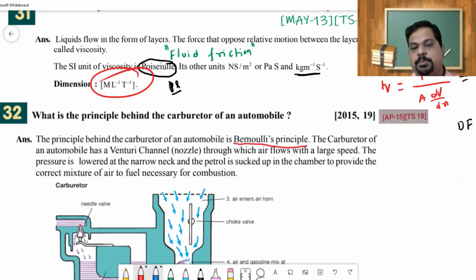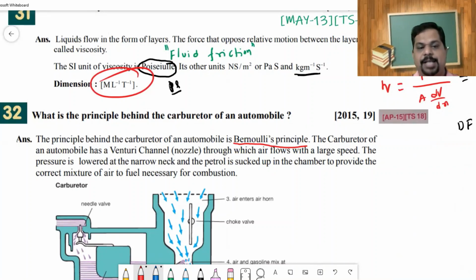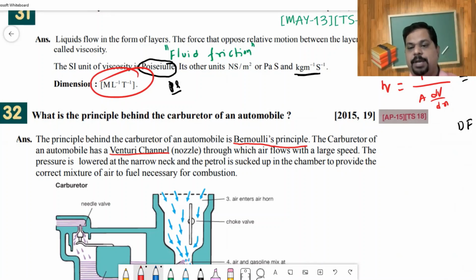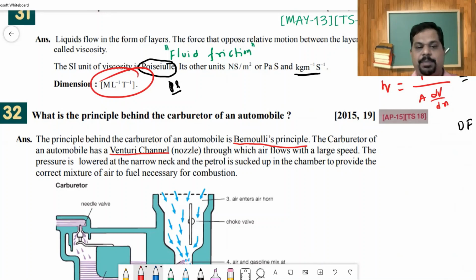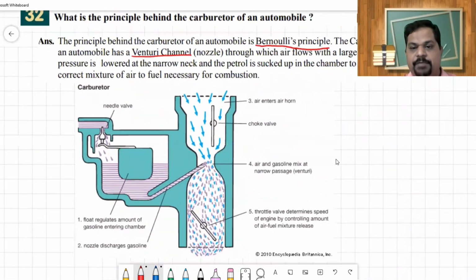You need to underline this point in the exam. The carburetor of an automobile has a Venturi channel, that is a nozzle, through which air flows with large speed. The pressure is lowered at the narrow neck and the petrol is sucked up the chamber to provide the correct mixture of air to fuel necessary for combustion. Let me explain with the help of a diagram, you understand far better.